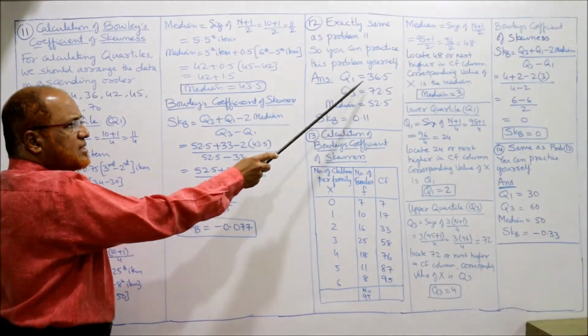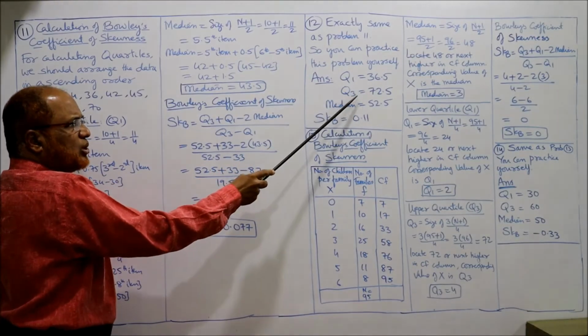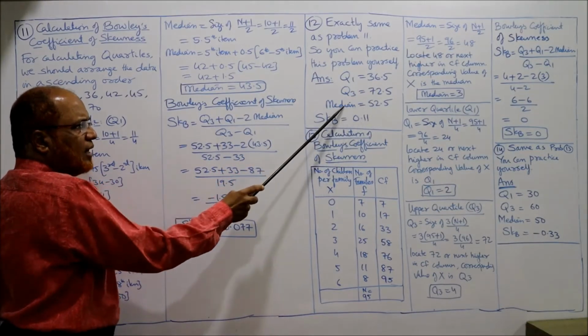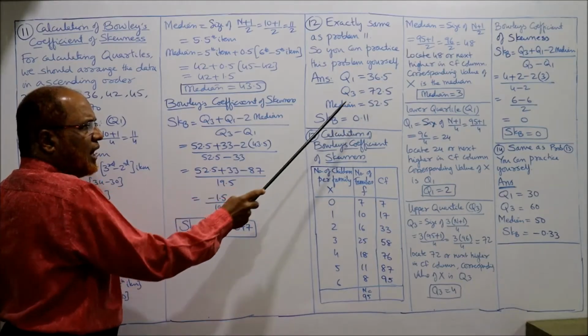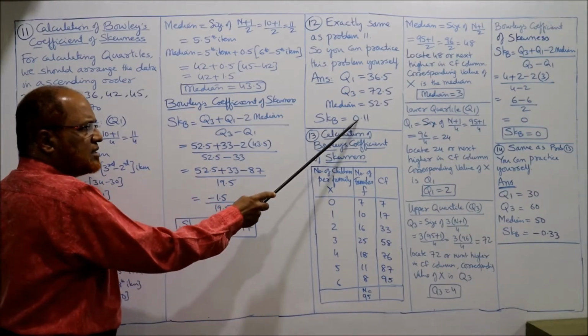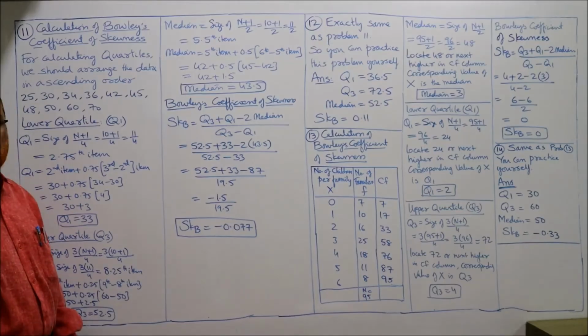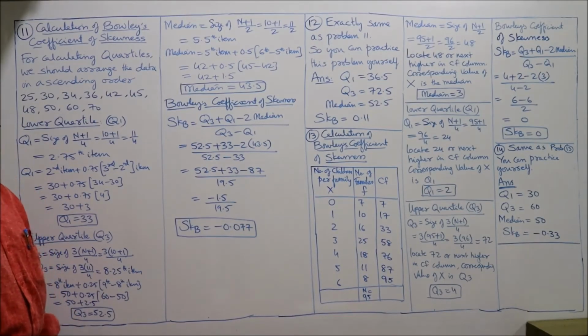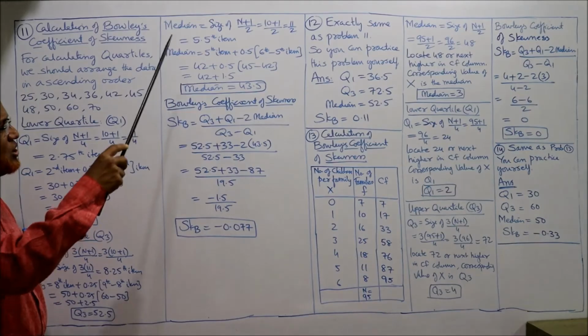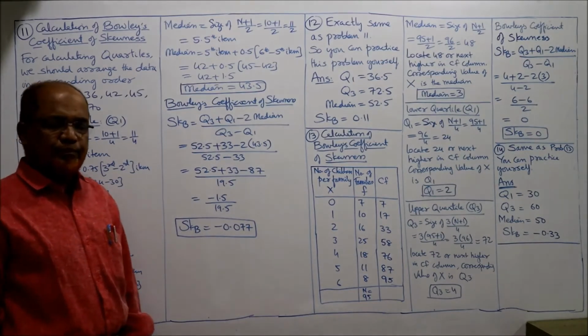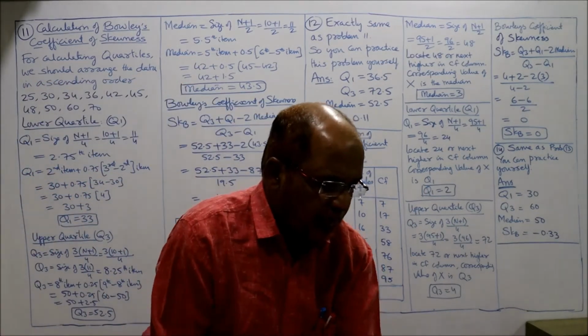Answer you will get: Q1 is equal to 36.5, Q3 is equal to 72.5 and median is 52.5. Ultimately SKB you will get 0.11. This is the complete answer you will get if you solve problem number 12, following the same procedure of problem number 11. Now next problem number 13.